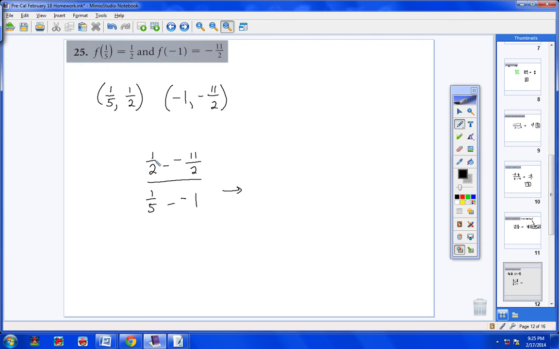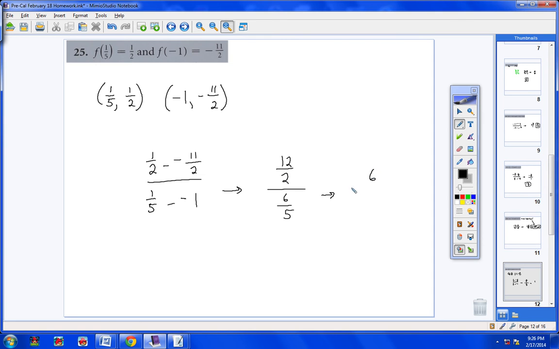So here we go. 1/2 minus a negative 11/2 would be 12 over 2, all over 1/5 minus a negative 1, which is plus 1. That would be 1 1/5 or 6/5. Now, the numerator can be reduced. 12 over 2 is 6.